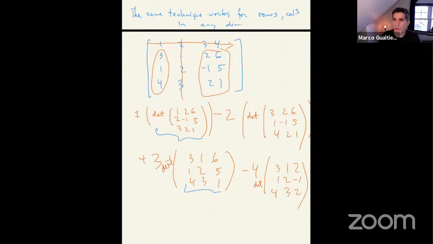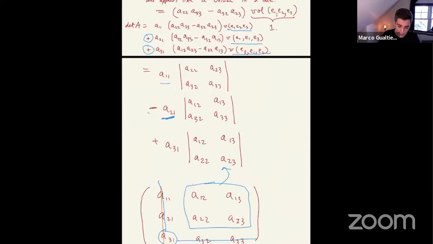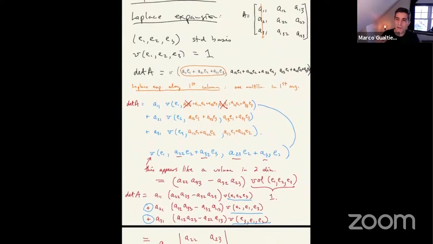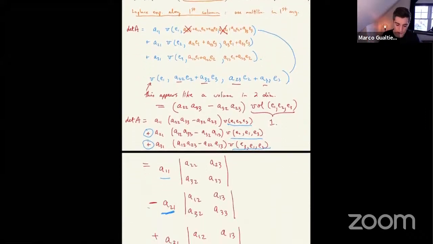So you can see that Laplace expansion is a good way of expanding it out. But really, what Laplace expansion really is, it's just using the basic properties of volumes. It's just expanding using the fact that it's multilinear and skew symmetric, right? And that's how you get the Laplace expansion.